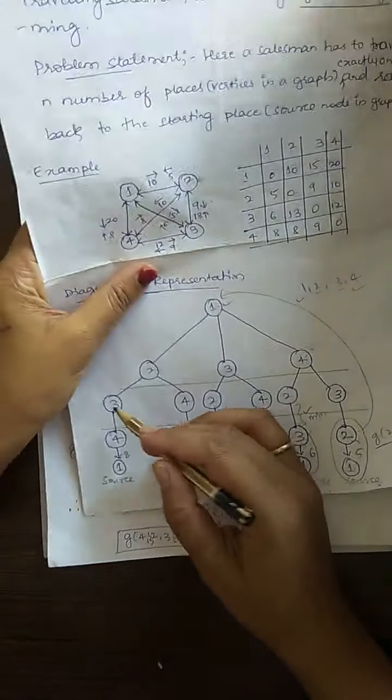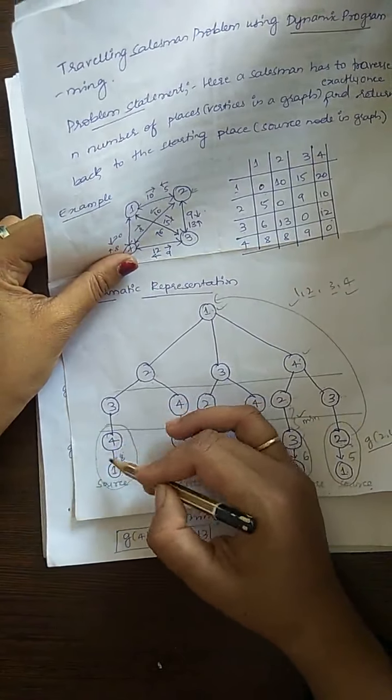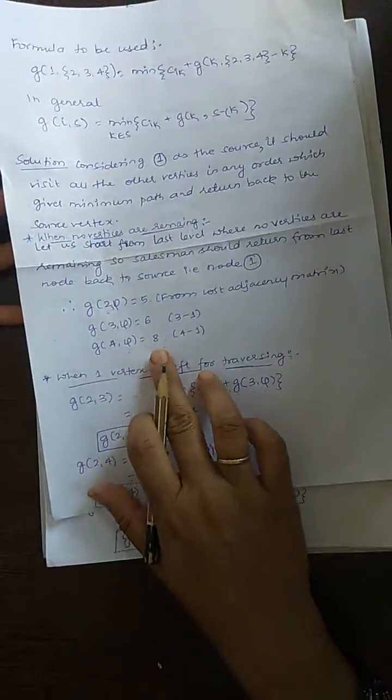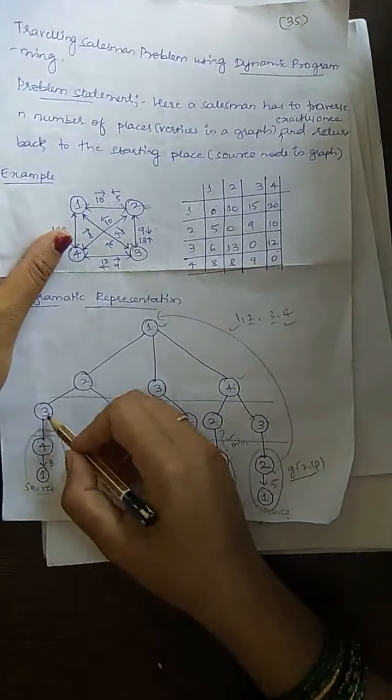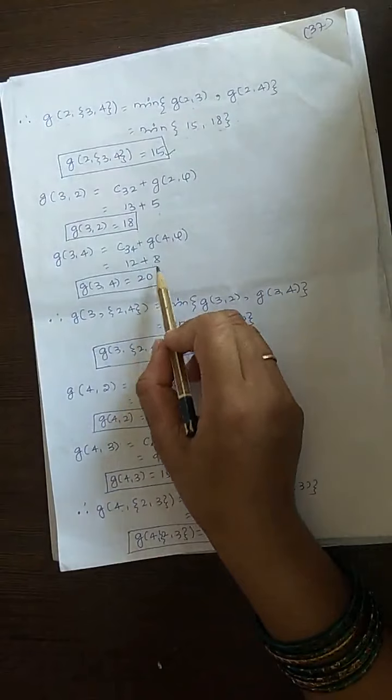Next, from 3 to 4, the distance of 3 to 4 plus this distance, which is nothing but G of 4 comma 5. What is 4 comma 5? 4 comma 5 is 8 here. 8 plus 3 to 4, and 3 to 4 is 12. So 12 plus 8, 20.